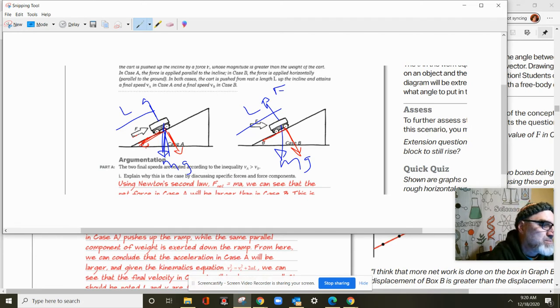This one, only a component of this force is pushing right. So we don't have all of the force pushing the cart. Some of the force here is going into pushing down on the cart, pushing it against the ramp. And some of the component of this force is pushing the cart up the ramp, right? So we have less force pushing the cart up the ramp than we had over here. So that's why it's going to be going slower.